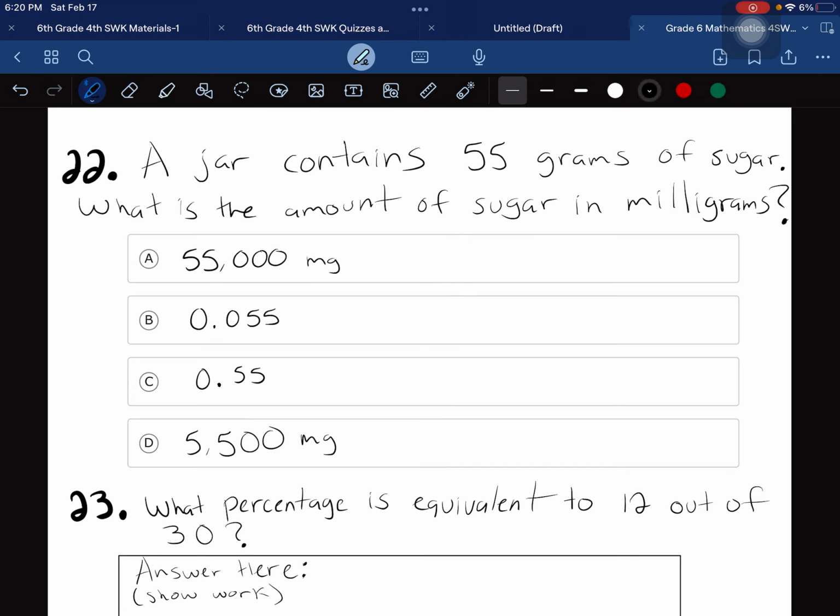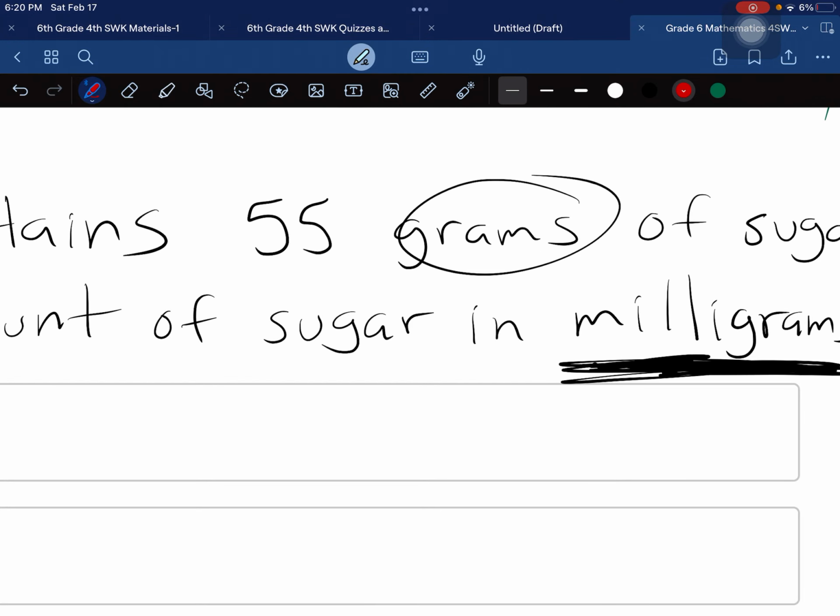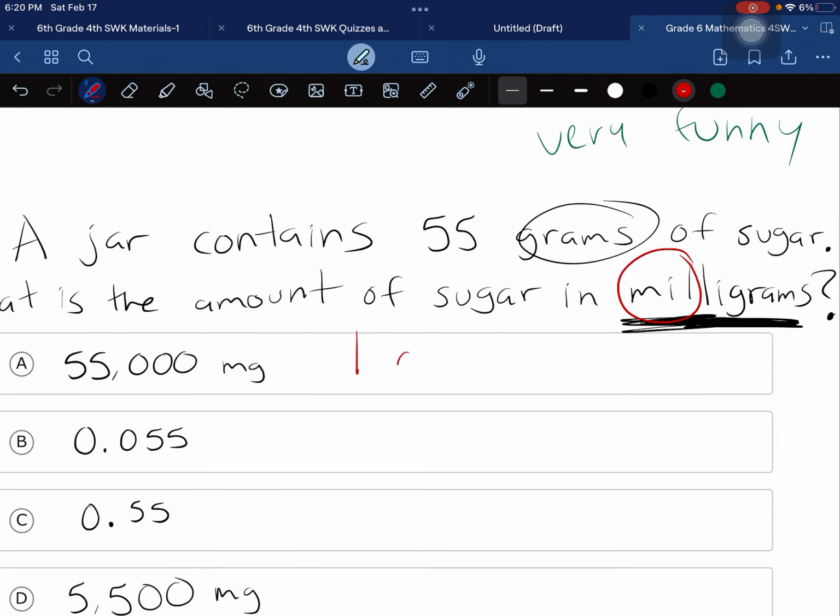Ahora, 22. A jar contains 55 grams of sugar. What is the amount of sugar in milligrams? Ahora, para los que saben español, for the ones that know Spanish, mil means that's what I'm going to multiply. 1 gram is 1,000 milligrams. Okay. Milligrams. Let me write it all.